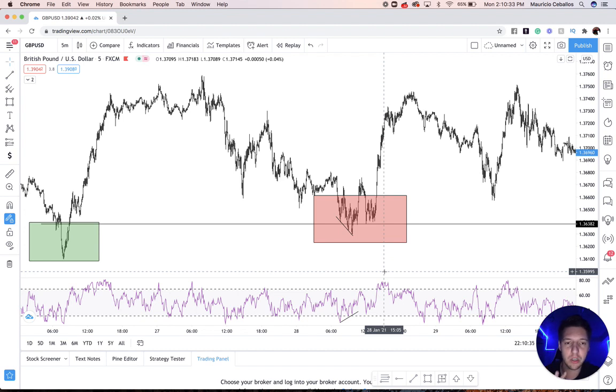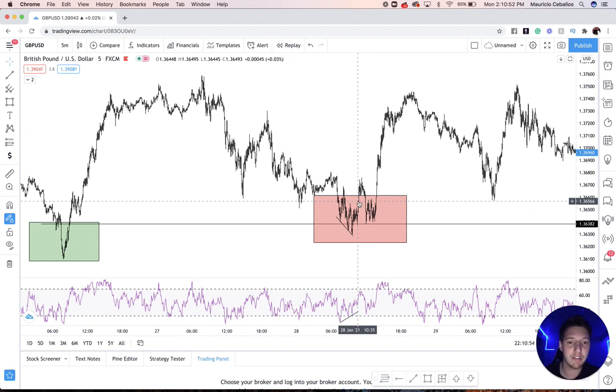But for now, I want you guys to spot these tweezer tops and tweezer bottoms. Backtest this a lot, okay? Go through it, look at the 1 hour time frame, look for those tweezer tops and tweezer bottoms, draw a line on it, and once you do, go ahead and look at the 5-minute time frame when it taps into that line. Is it giving you divergence or is it not giving you divergence?